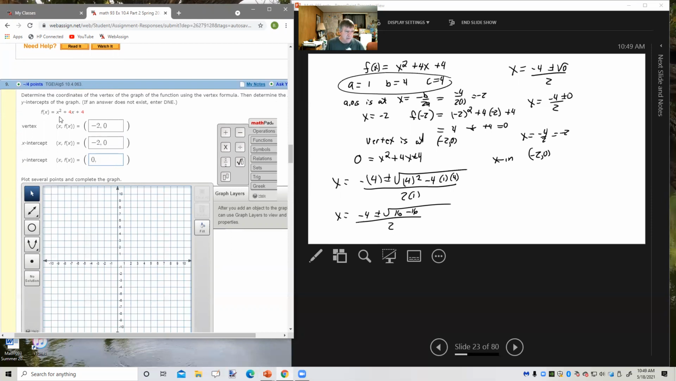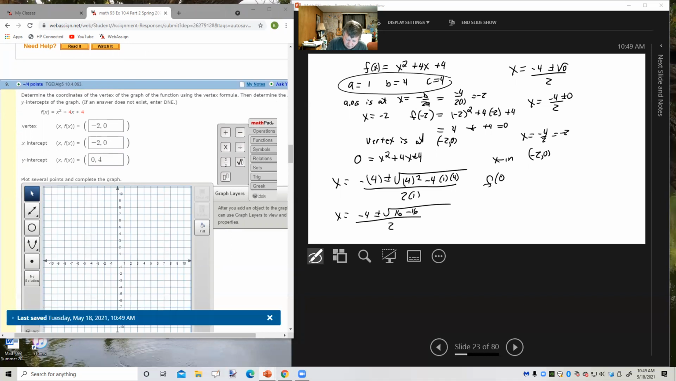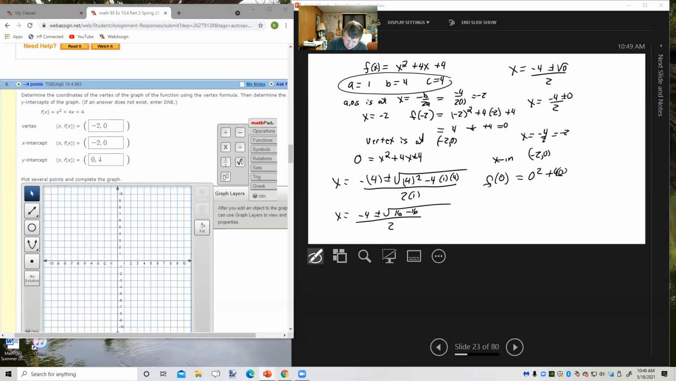So what's y going to be? Well, if x is 0, that's 0, that's 0, and so 4 is going to be your final value there. Okay, so remember f of 0 would be 0 squared plus 4 times 0 plus 4, which is just 4.